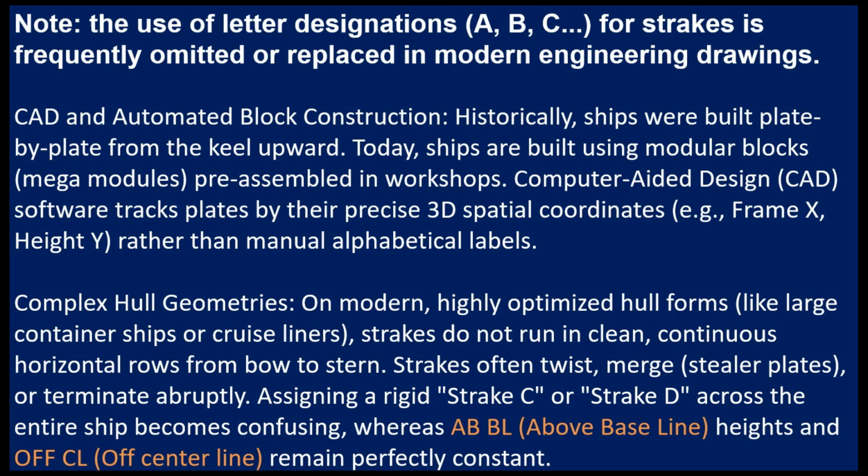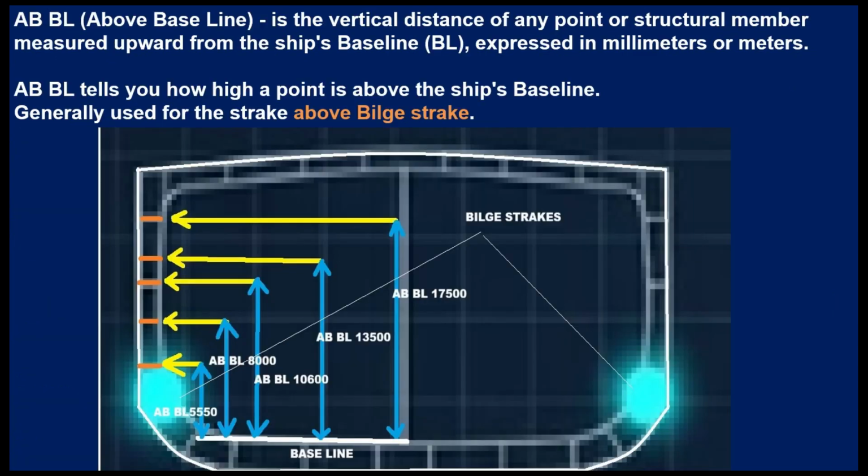On modern, highly optimized hull forms, like large container ships or cruise liners, strakes do not run in clean, continuous horizontal rows from bow to stern. Strakes often twist, merge, stealer plates, or terminate abruptly. Assigning a rigid strake C or strake D across the entire ship becomes confusing, whereas ABBL, above baseline, heights, and OCLF, off centerline, remain perfectly constant. Slide 19. Now that we understand the baseline, let's learn what ABBL, or above baseline, actually means.